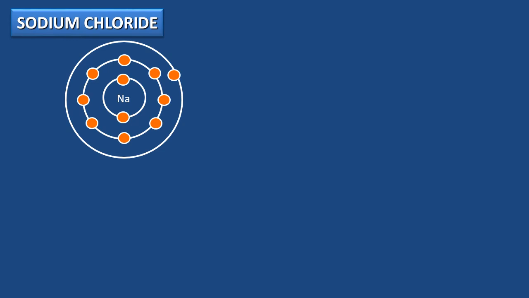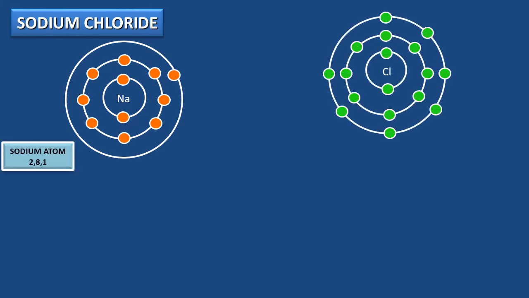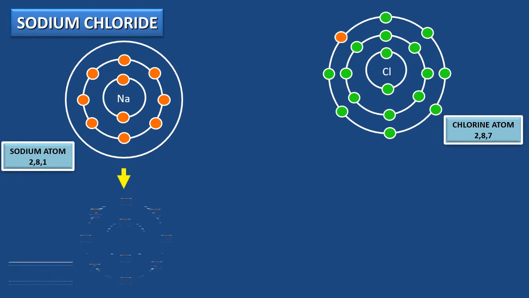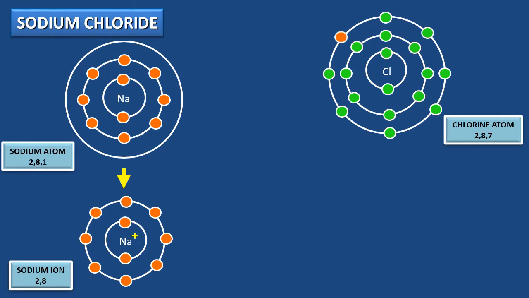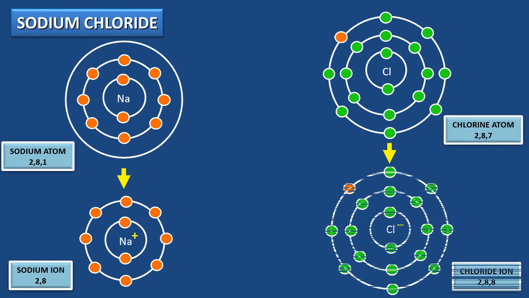Sodium atom has electronic configuration 2,8,1, while chlorine atom has 2,8,7. Sodium atom has an extra electron in third shell. On the other side, chlorine is deficient of one electron. So, sodium atom loses its valence electron to the chlorine atom. In this way, sodium atom becomes sodium ion, having electronic configuration of noble gas neon. Whereas chlorine atom becomes chloride ion, having electronic configuration of noble gas argon, 2,8,8.